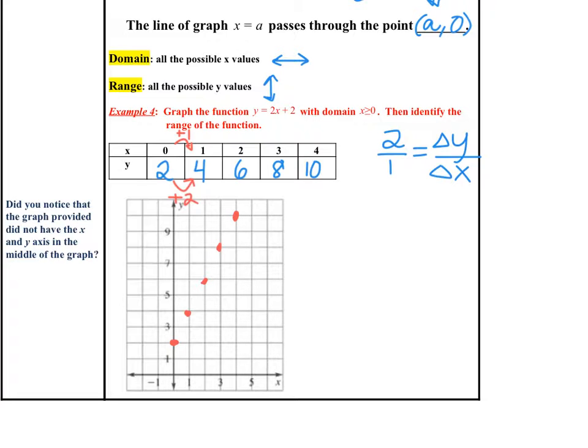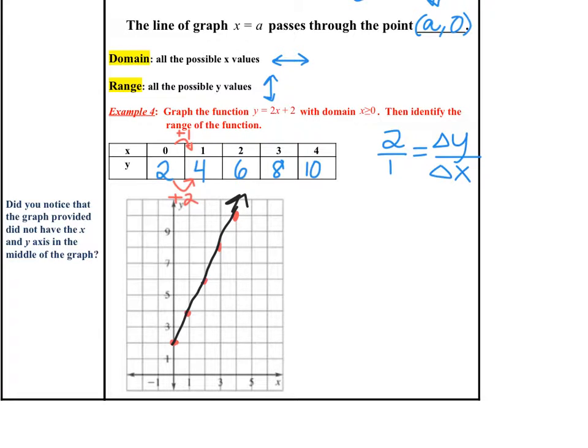Okay, we're using an inequality. Should I connect the dots? Yes, it's everything, not just the whole numbers, everything greater than or equal to 0. What kind of line is that? So we connect them and we put an arrow.